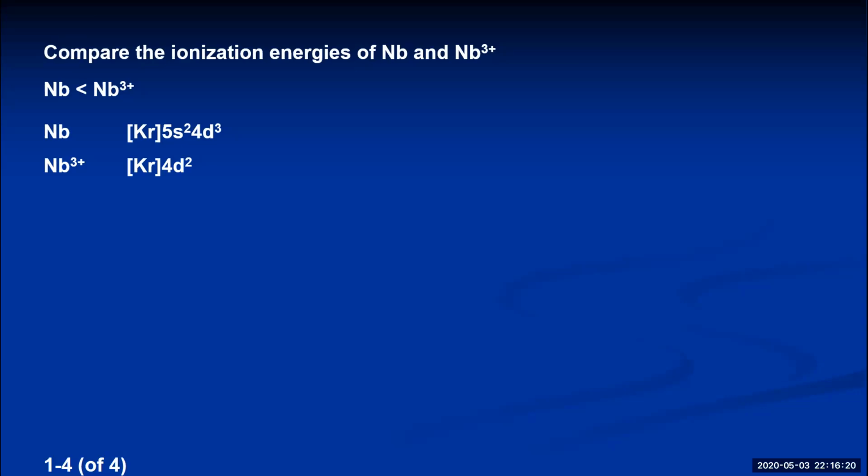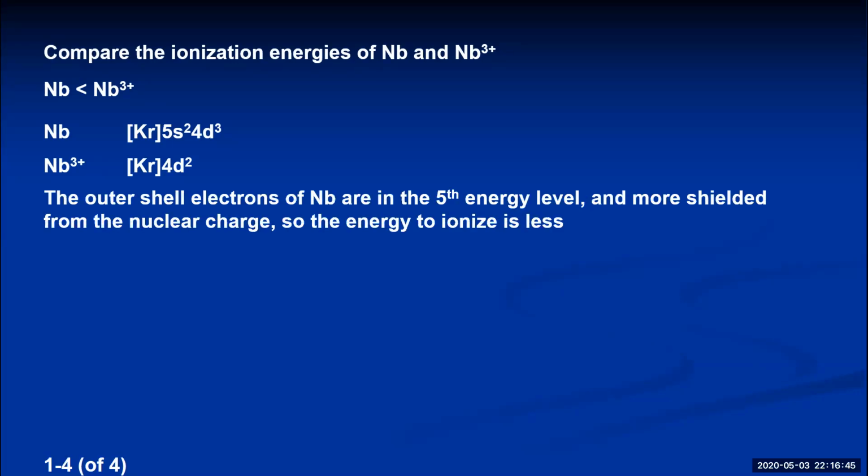And the higher the energy level of the orbital, the further that electron will be from the nucleus, the more shielding energy levels it will have between it and the nucleus, the lesser the attraction. So the niobium atom, having an electron removed from the 5th energy level, would require a small amount of energy, but the niobium positive 3 ion's electron being removed comes from a closer energy level that's less shielded, and so it's going to take more energy to pull that electron out. So the outer shell electrons of niobium are in the 5th energy level, and they're more shielded from the nuclear charge, so the energy needed to ionize them is going to be less.